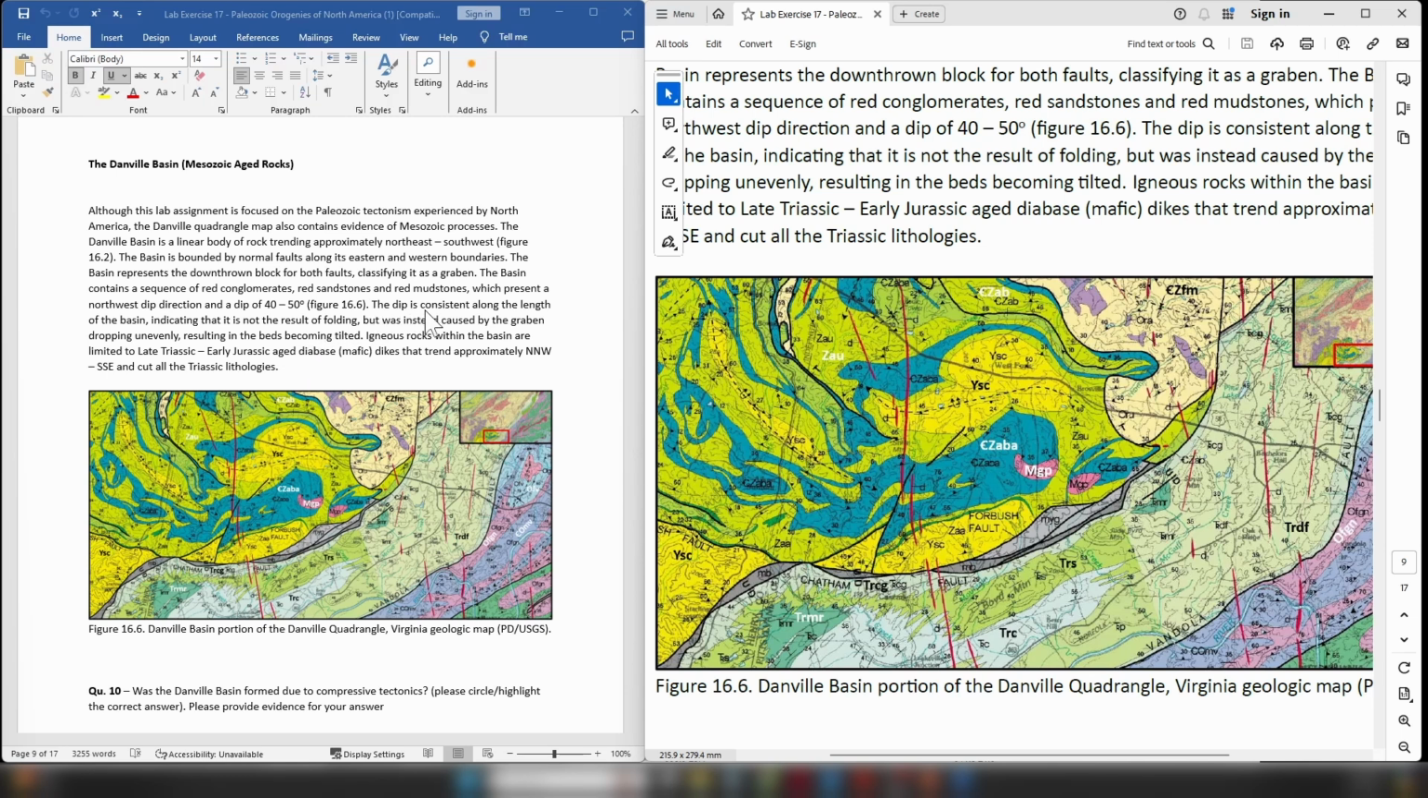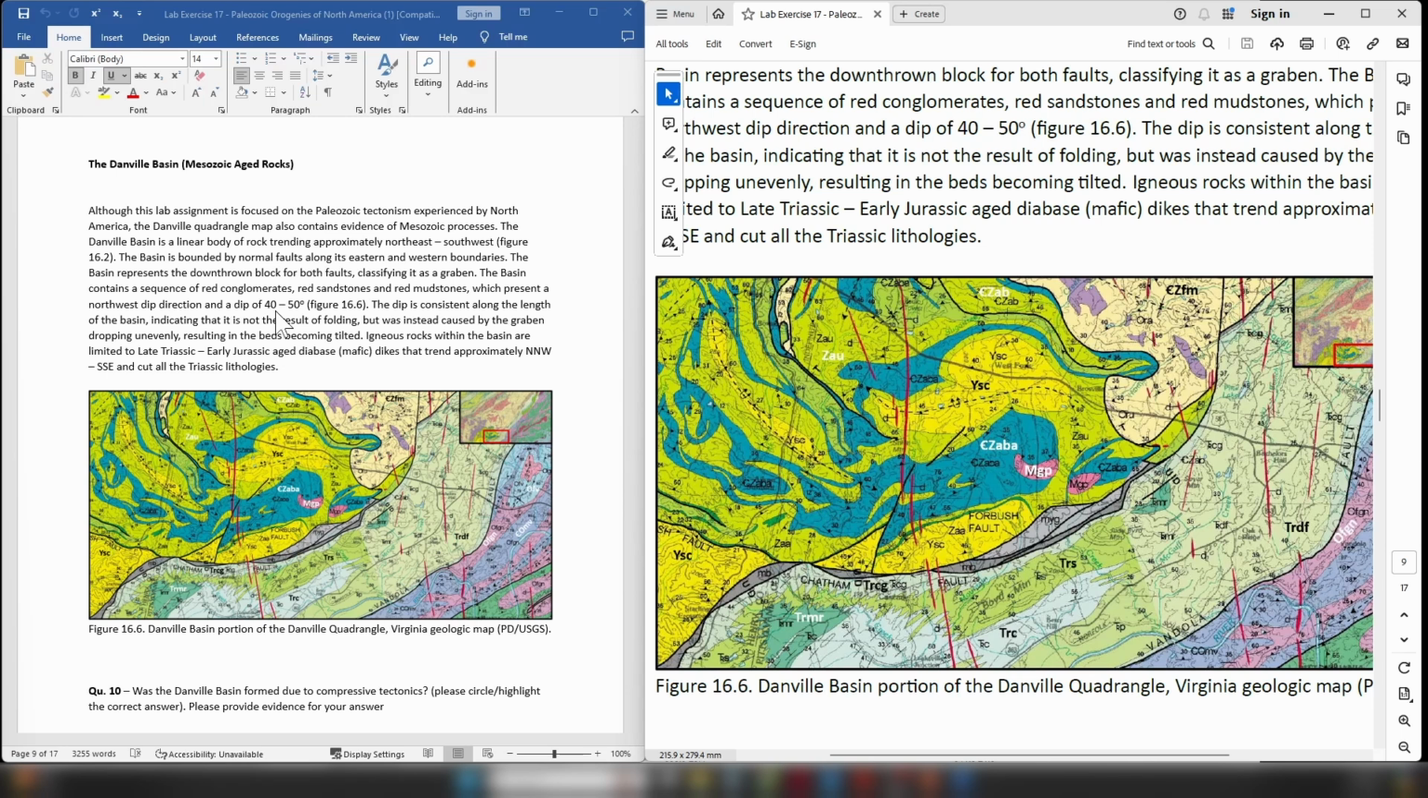Now, this dip is consistent along the length of the basin. So typically when we look at rocks that have been deformed, like the other rocks we've seen in the map area, you will tend to see the dip is somewhat variable. In this case, what we have is quite a consistent dip of between 40 and 50 degrees to the northwest. That would suggest that these rocks haven't been deformed, because then we would see quite a lot of variation in the dip.